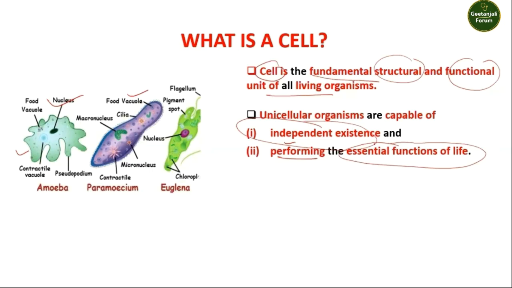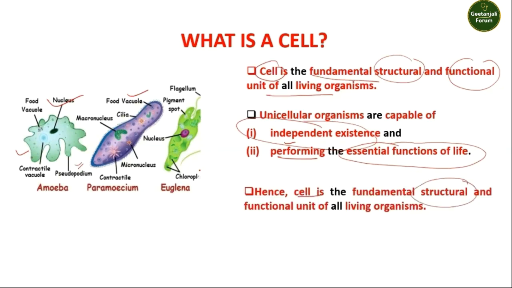All the essential functions to sustain life, like respiration and digestion, can be done by this single cell. So it means the cell is the fundamental structural unit. The structure of the entire body can be made by a single cell, and it is also the functional unit. It means all the functions necessary for an organism's survival and life can be done by this single cell.